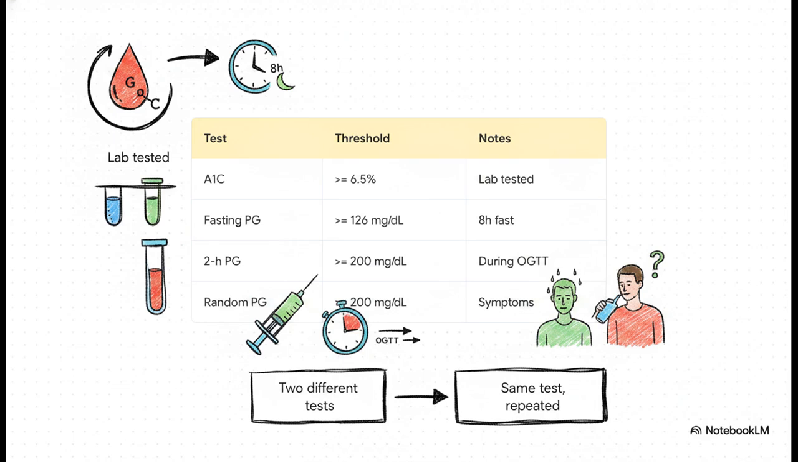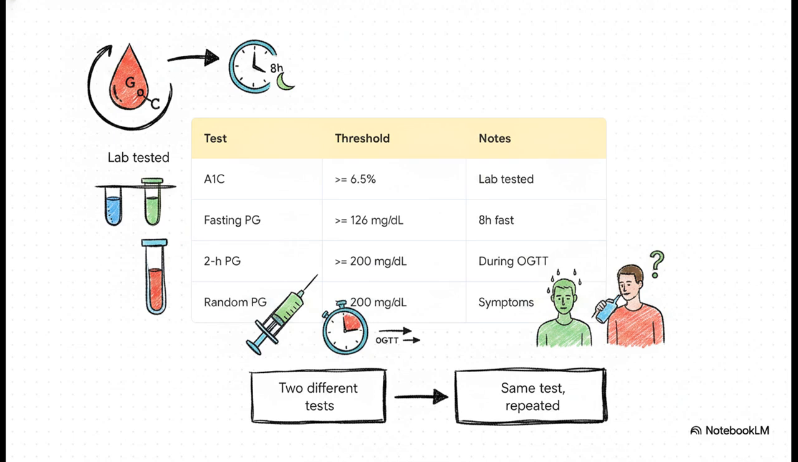First up, you have the A1C test, where a result of 6.5% or higher indicates diabetes. Then you've got fasting plasma glucose, where 126 milligrams per deciliter or higher triggers a diagnosis, provided you fasted for at least 8 hours. There's also the 2-hour plasma glucose test, which is done during an oral glucose tolerance test, with a threshold of 200 or higher. And finally, a random plasma glucose test of 200 or higher. But, and this is key, this last one is only diagnostic if the patient is also experiencing classic symptoms of high blood sugar. You know, things like unexplained weight loss or excessive thirst.